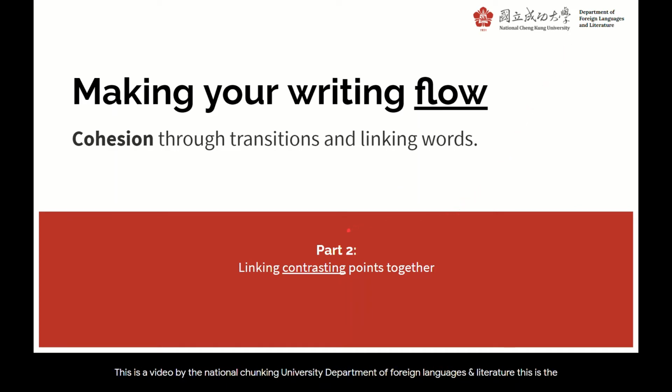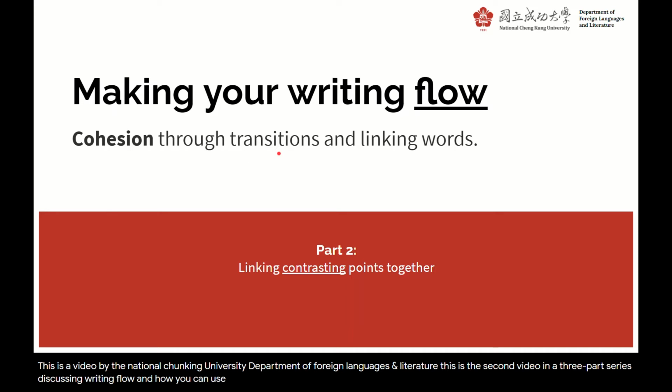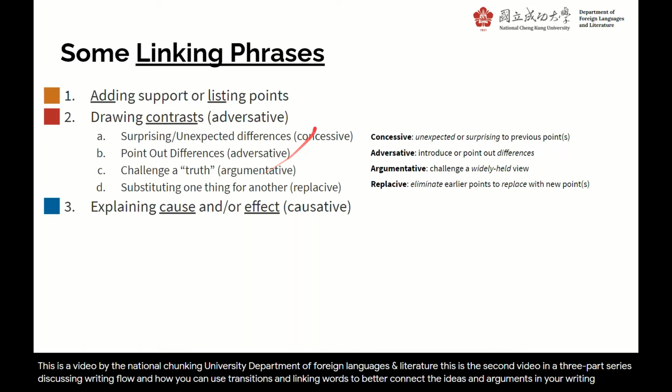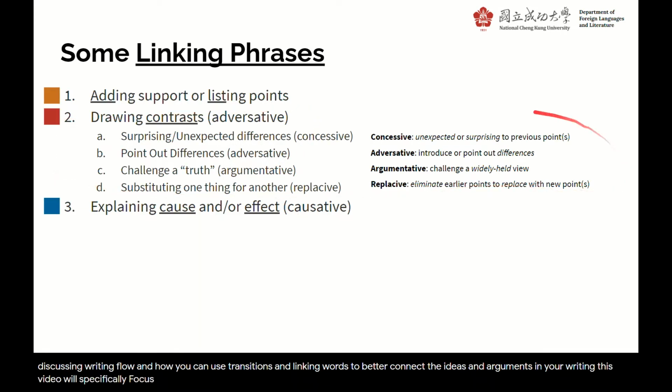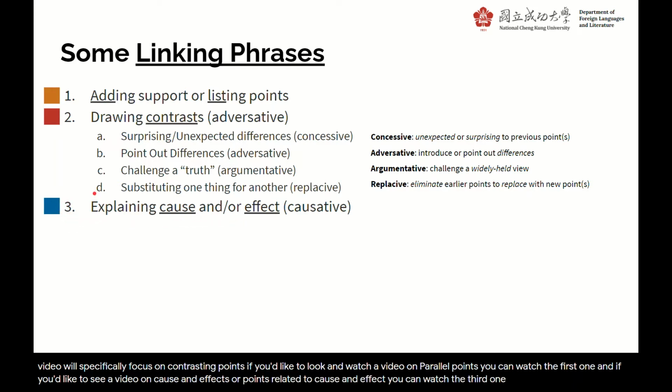This is the second video in a three-part series discussing writing flow and how you can use transitions and linking words to better connect the ideas and arguments in your writing. This video will specifically focus on contrasting points. If you'd like to watch a video on parallel points, you can watch the first one. And if you'd like to see a video on points related to cause and effect, you can watch the third one.